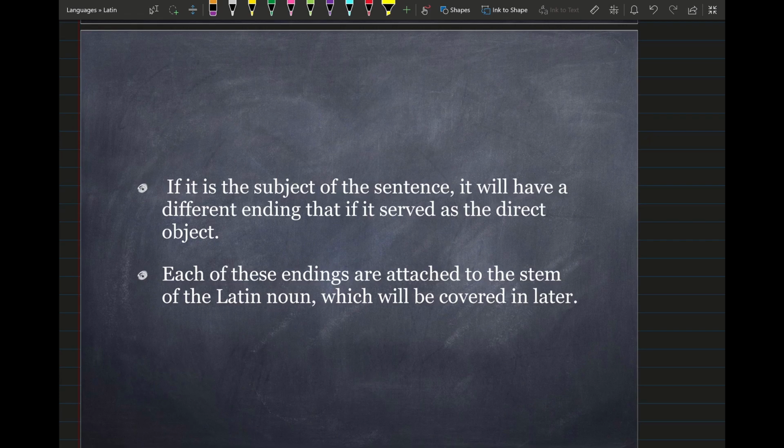Each of these endings are attached to the stem of the Latin noun. We'll go over how you find the stem of a Latin noun in Chapter 2. Right now, I'm just trying to get you to understand very basic Latin and grammar terminology so that we can move forward. But I will show you step by step how to break down every piece of the Latin language.